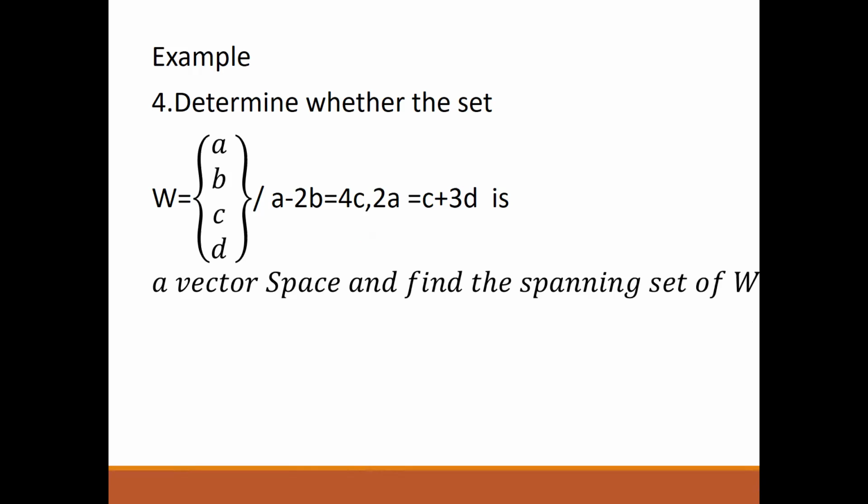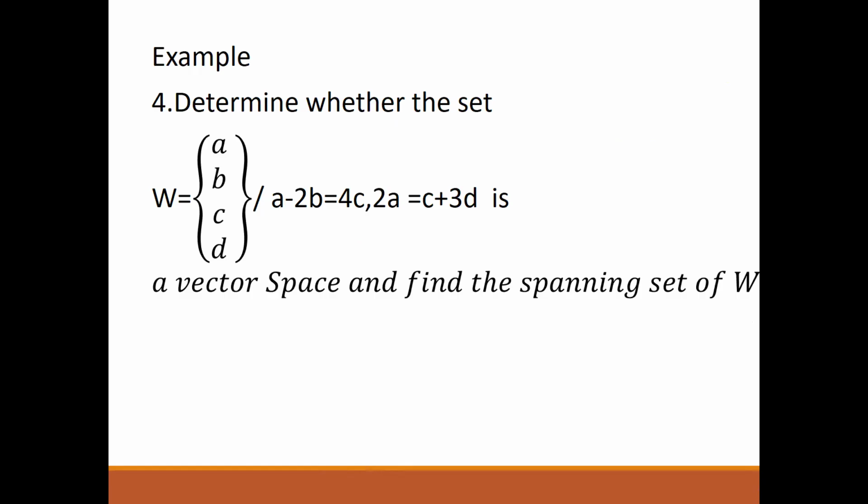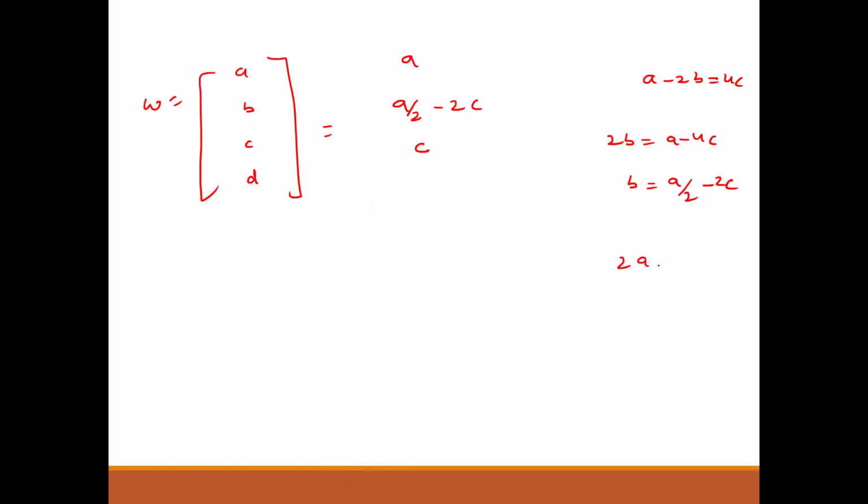And we'll change B as, A minus 2B is equal to 4C. 2B is equal to A minus 4C. B is equal to A by 2 minus 2C. So A by 2 minus 2C. C we will keep as it is. And 2A is equal to C plus 3D. So 3D is equal to 2A minus C. So D is equal to 2 by 3 A minus C by 3. So 2 by 3 A minus C by 3.